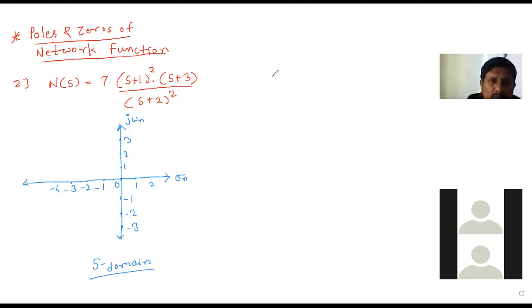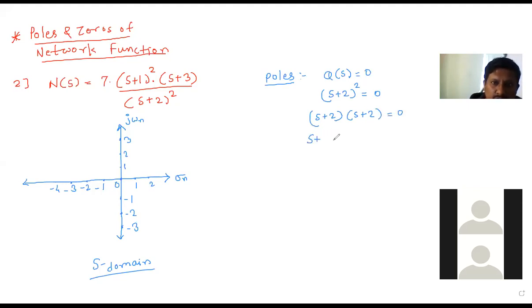So I am talking about poles first of all. Poles means q of s is equal to 0. So q of s means (s plus 2) whole square is equal to 0. That is, s plus 2 into s plus 2 is equal to 0. That means s plus 2 is equal to 0 and s plus 2 is equal to 0. So s is equal to minus 2 and s is equal to minus 2. So at minus 2, there are two poles. So these are multiple poles.